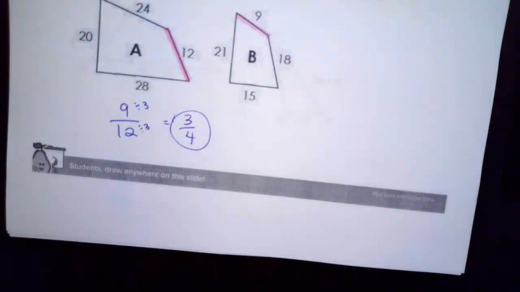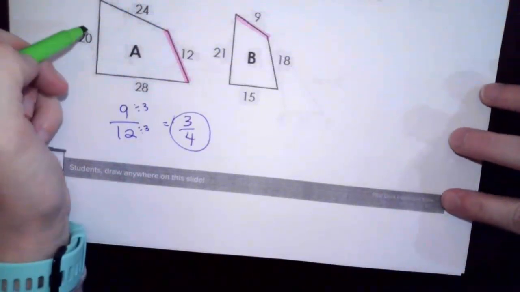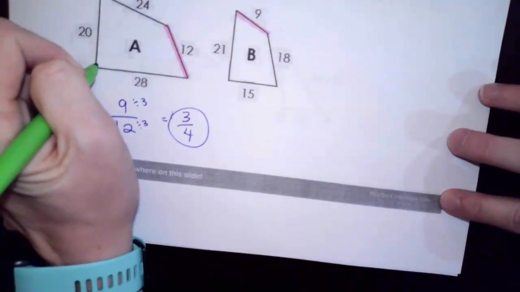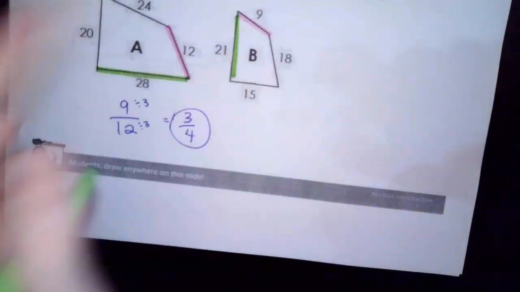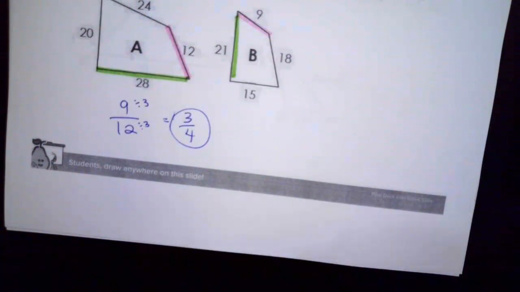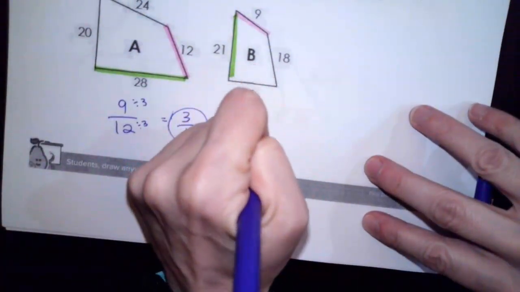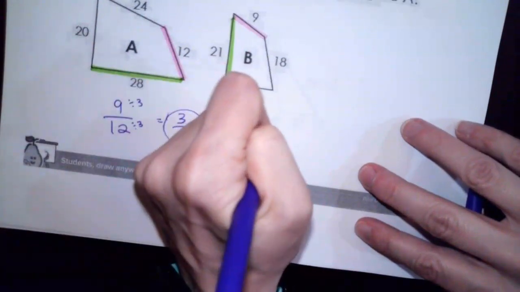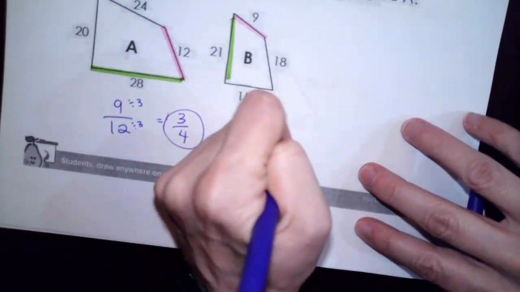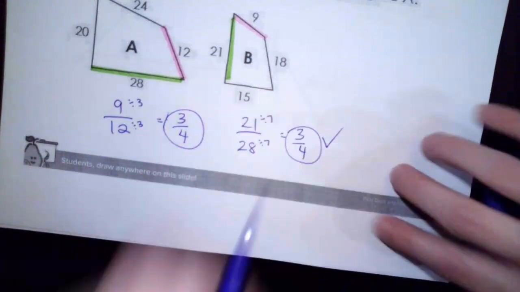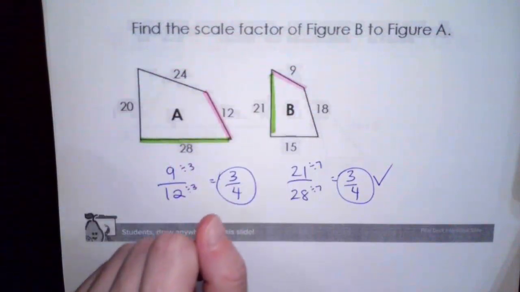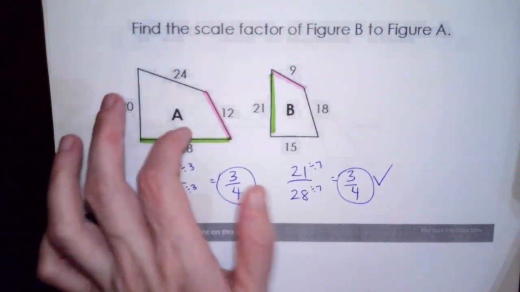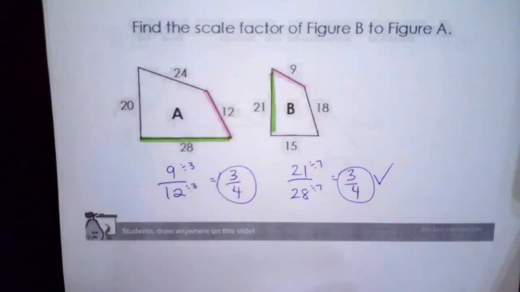So let's just double check. What's my biggest side on the left? I think my biggest side on the left one is 28, right? And my biggest one on the right is 21. Again, if we do B to A, that's 21 to 28. I can divide both of those by 7 and I get 3 over 4. So a little double check there, and we're right. The scale factor from B to A is 3 to 4. If they asked for A to B, you would say 4 to 3.